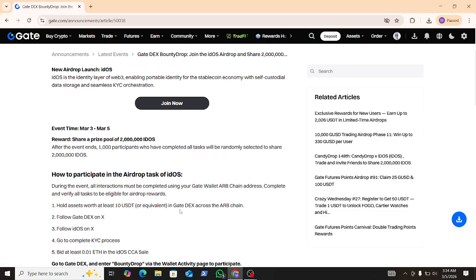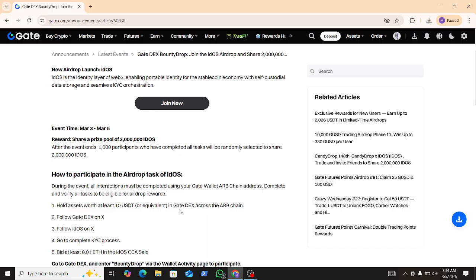Event details. Event time: March 3 to March 5. Reward: share a prize pool of 20 lakh IDOS. After the event ends, 1,000 participants who have completed all tasks will be randomly selected to share 20 lakh IDOS.